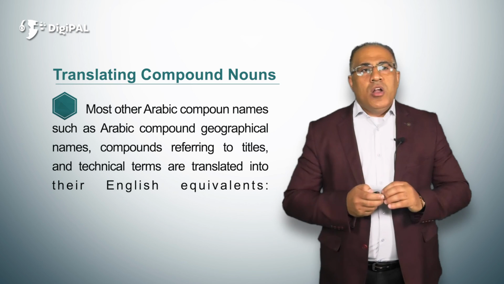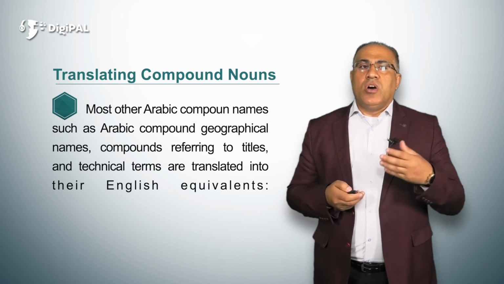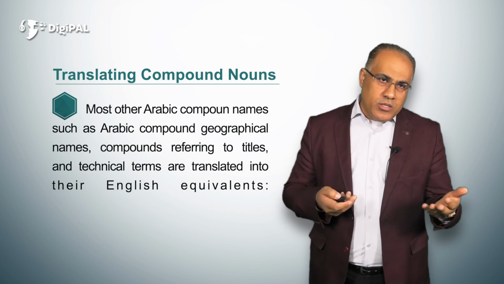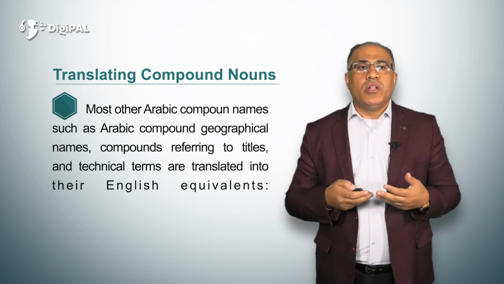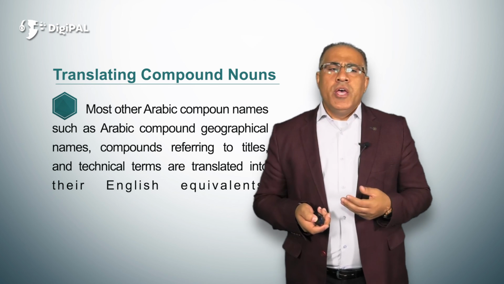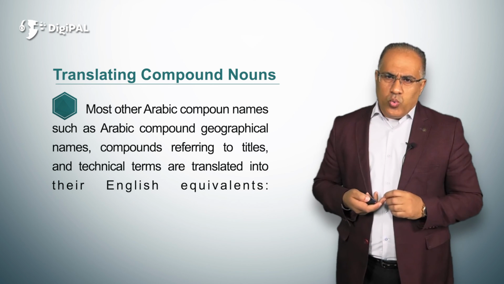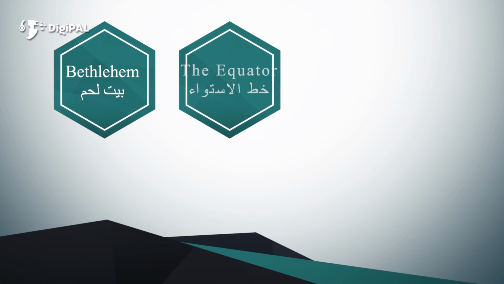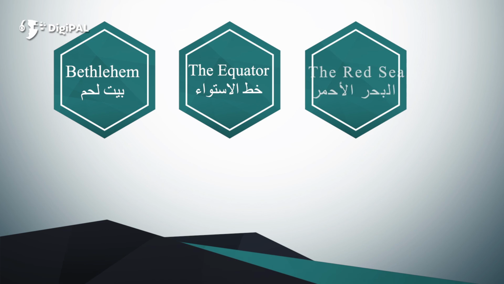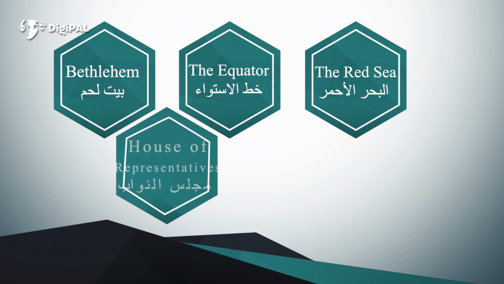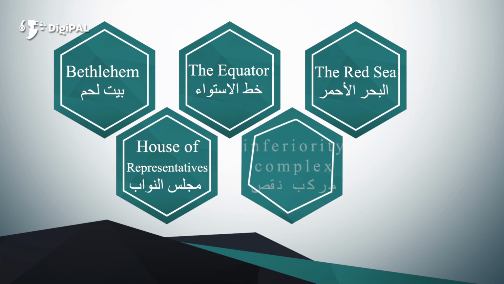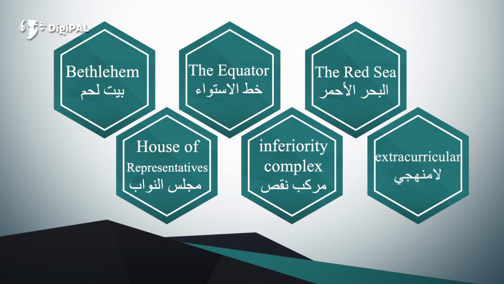Thirdly, most other Arabic compound names, such as Arabic compound geographical names, compounds referring to titles and technical terms, are translated into their English equivalents. And generally, this is a straightforward matter. For instance, Beit Lahem, the equator, خط الاستواء. The Red Sea, البحر الأحمر. House of Representatives, مجلس النواب. Inferiority complex, مركب نقص. Extracurricular, لا منهجي.